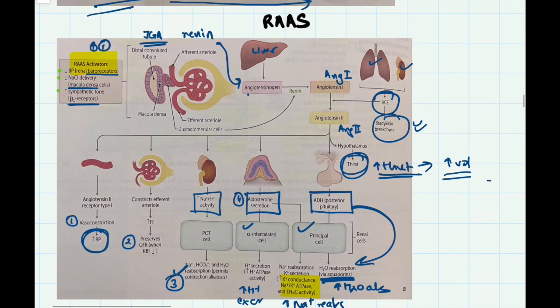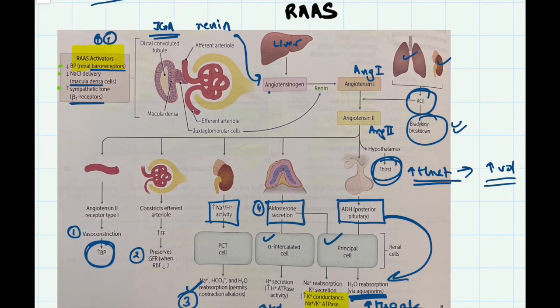Now here only let us see the juxtaglomerular apparatus. It consists of mesangial cells, then the juxtaglomerular cells, which are nothing but the modified smooth muscles of the afferent arteriole. This is important, right? Next we have the macula densa cells, which are the sodium chloride sensors situated in the DCT. So the juxtaglomerular cells are responsible for the secretion of renin in response to decreased BP, decreased sodium chloride delivery and increased sympathetic tone.